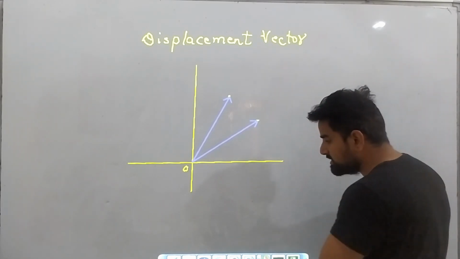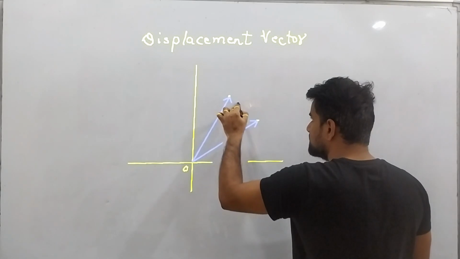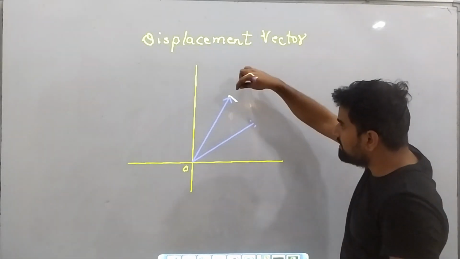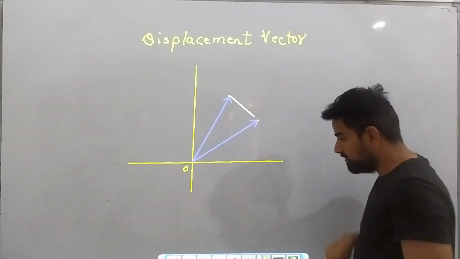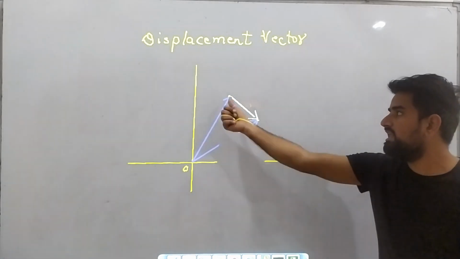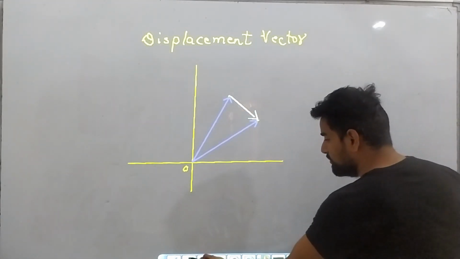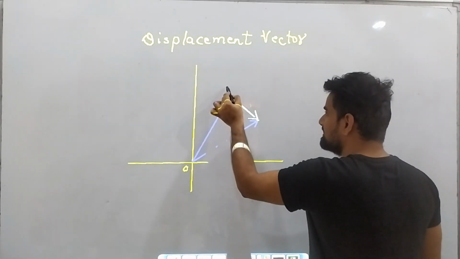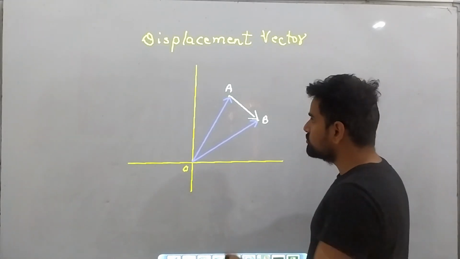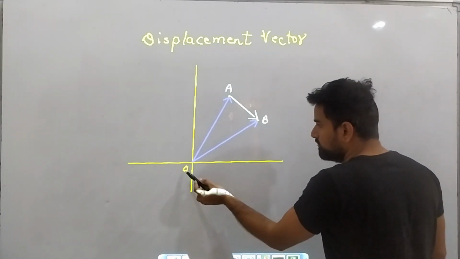Then what should be my displacement? My displacement can be represented very easily by this line. And this line is representing your displacement, and this should be the direction, since you moved from here to here. Let me nomenclate them. Let's say this is A and this is B and this is the origin. So first your position was OA vector, and then your position was OB vector.